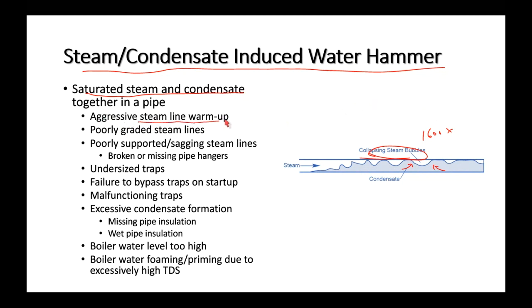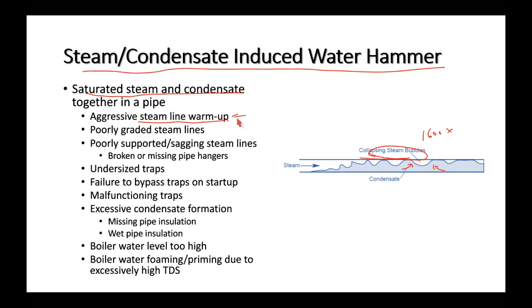Maybe we've warmed the steam line up too fast. So when you're warming up a steam line and you start to hear water hammer, best to slow down. Shut the valve. The energy is coming from the steam that you're putting in. And if you close the valve, you shut off the energy supply, and you should see the water hammer stop. Then you can start warming up the line again by admitting steam, but slowly.